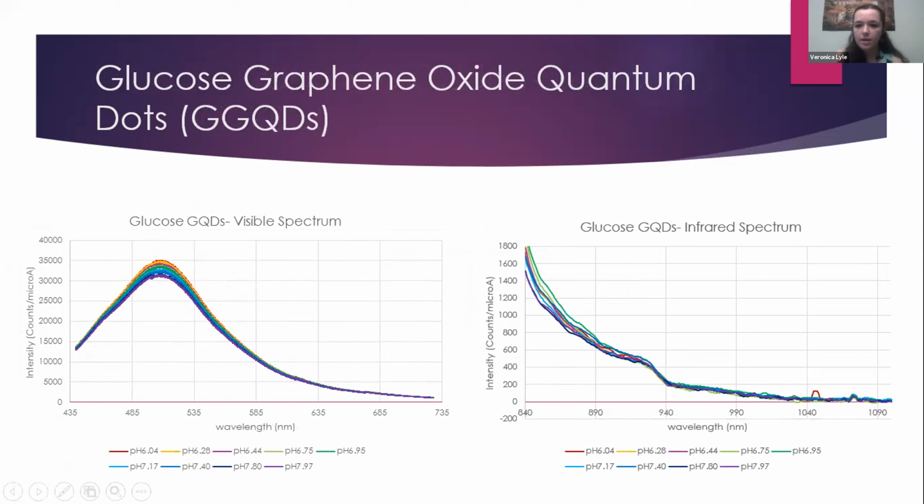Glucose graphene oxide quantum dots. Once again, they didn't have much of a pattern in the infrared spectrum, but in the visible spectrum, they had a notable pattern in that the intensity of the spectra increased with acidity. So the more acidic it got, the more intense the spectra became.